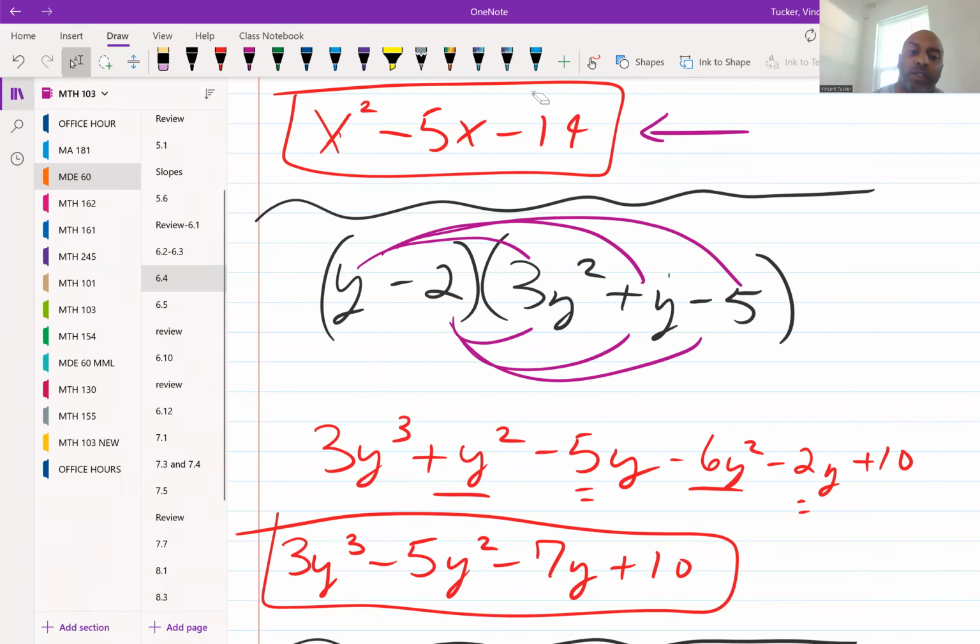Then from there, combine your like terms. 3y cubed couldn't be added to anything. Y squared and negative 6y squared is negative 5y squared. Negative 5y, negative 2y is negative 7y. And then 10 couldn't be combined with anything, so we just bring it down as well.